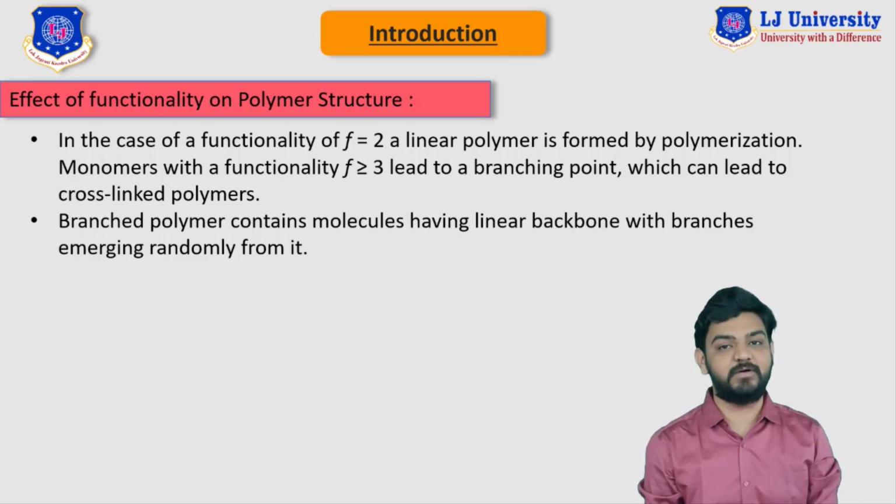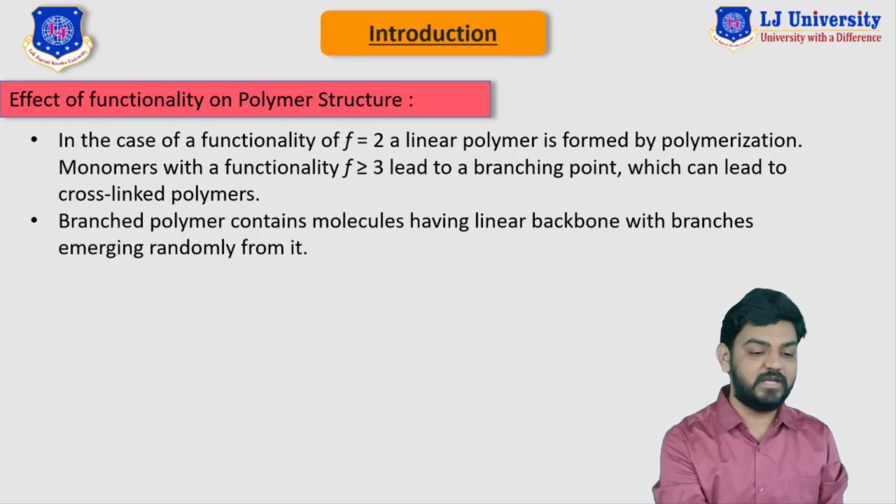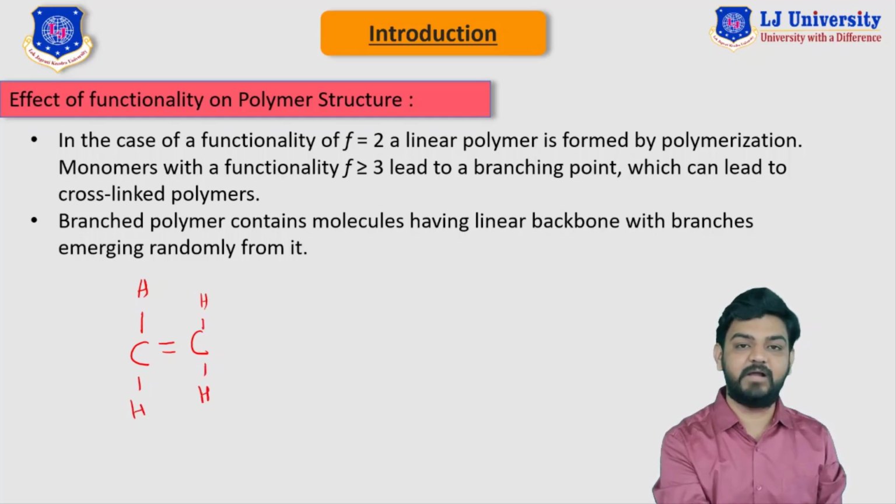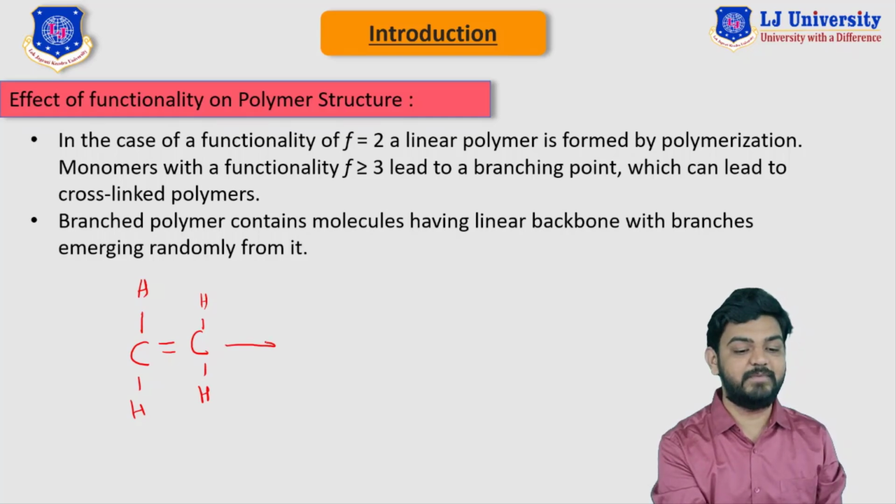Having said that, now let me take a pen so that I can explain this effect of functionality on the polymer. Here on the screen you can see that this ethylene molecule has a functionality of 2. Hence, the 4 hydrogens are connected in this fashion. Now, if I have to make a polymer out of it, it will undergo a polymerization reaction and form the polymer in this way.